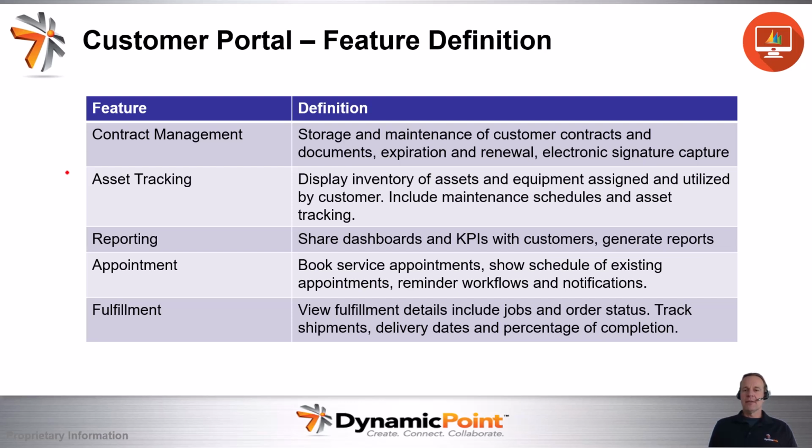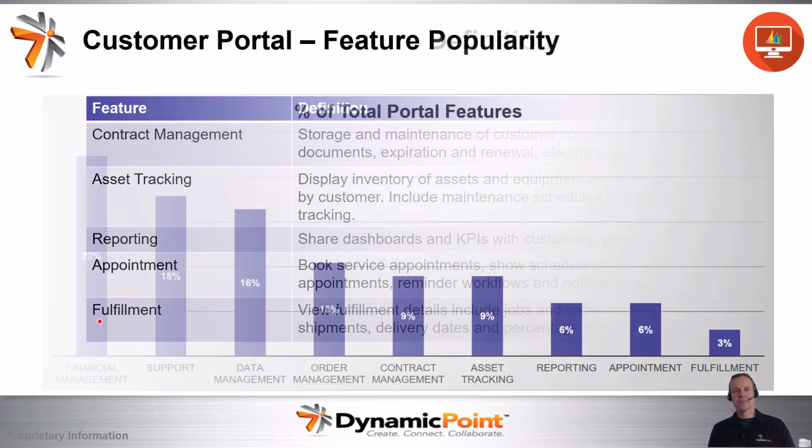Contract management: the ability to use the portal to store and maintain contracts, as well as contract renewal, expiration, and electronic signature. Asset tracking: track assets that have been issued to a customer, including maintenance schedules, as well as the tracking information for those assets. Reporting: share dashboards and KPIs, generate reports. Appointments: book service appointments, show the schedule of existing appointments, reminders and workflows. Fulfillment details: jobs, order status, track shipments, delivery dates, percentage of completion.